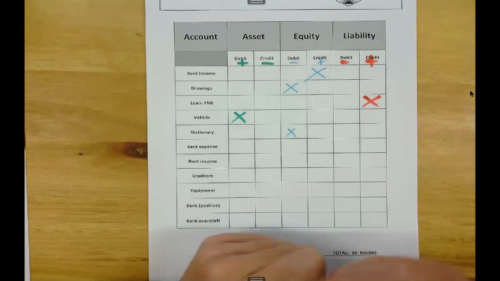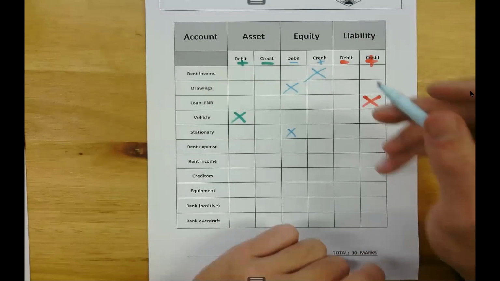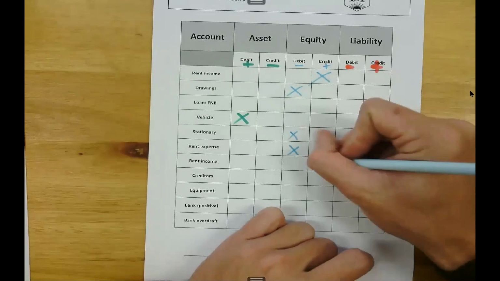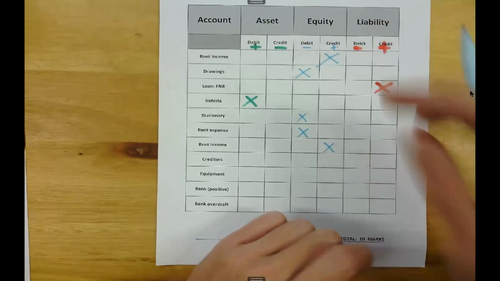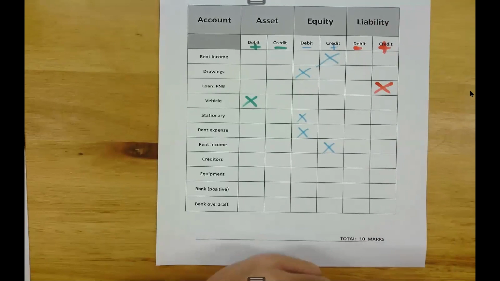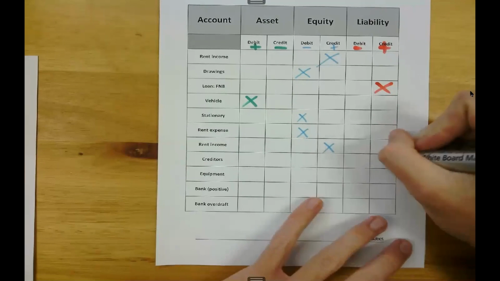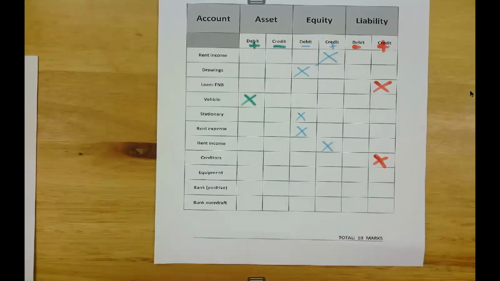The next one, rent expense. It's the same as stationery, it's just an expense. Rent income, we saw that before. It's there on the credit side because it increases your equity. The next one, creditors. It's a type of liability. It makes your liabilities more, so it pluses on the credit side.